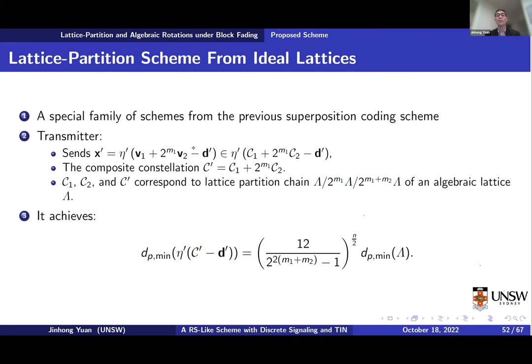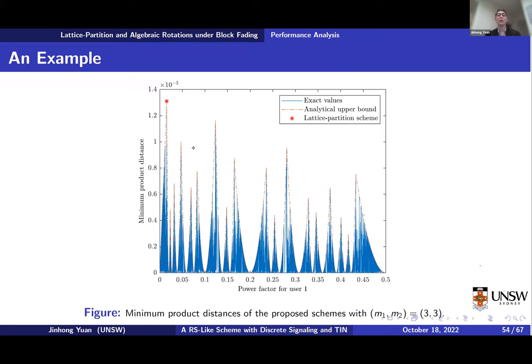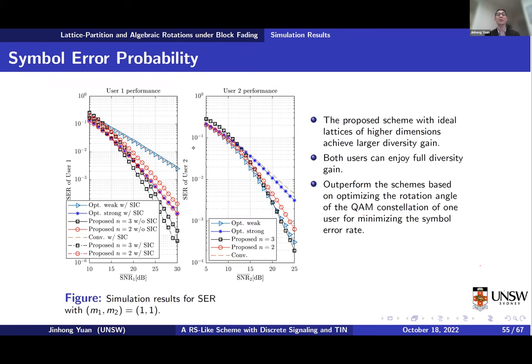The way you find your rotation is you need to find the best rotation or power level such that at the end of the day, your minimum product distance is maximized. We can show a lattice partition based scheme, and find the power factor for a particular user, such that you maximize your minimum product distance, such that at the receiver side, your bit rate is much better for both users rather than a single user. If you use a conventional way, you probably have one user in outage, or one user has full diversity and another user may not have diversity, or the other way around. With the proposed scheme, we are able to show both users can achieve full diversity and the best performance there.